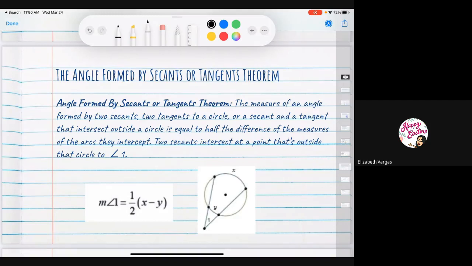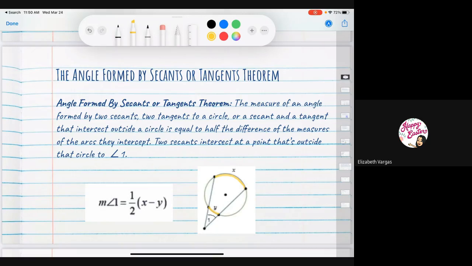So basically what it's saying is whenever we have two secants, or two tangents, or a secant and a tangent that create an angle, this angle right here, we can find the measure of that angle by taking this intercepted arc and this intercepted arc and subtracting them from each other. So we subtract them from each other and then multiply by half to find the missing angle measure. That's how we get this equation right here.